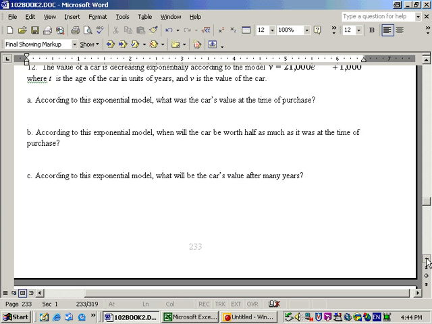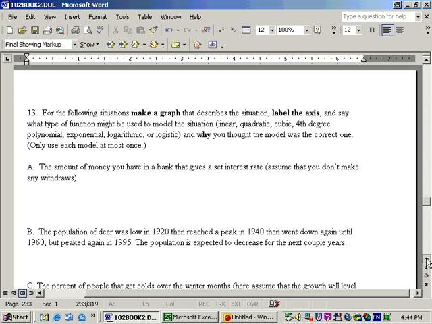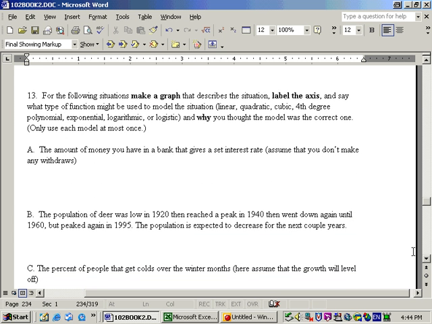And then the last problem, or next to last problem on the practice test, says make a graph for the situations, describe what type of function you would use. The amount of money, so in part A it says the amount of money you have in a bank that gives a set interest rate. Well, interest rate compounded, it grows exponentially. So this is exponential growth. Your x-axis is time, your y value is amount, and it would grow exponentially. You would see a curve going up.